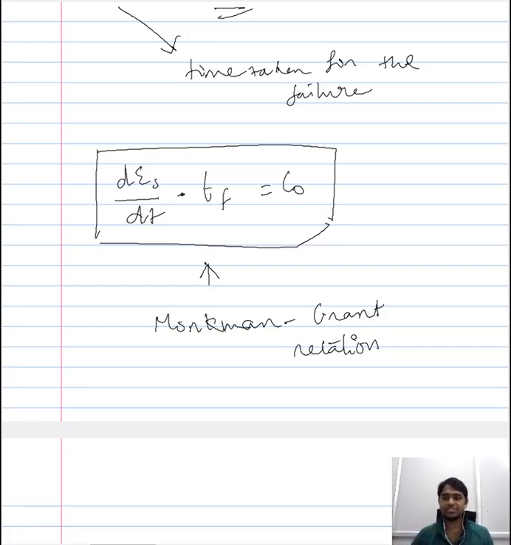And this relation that allows us to calculate the time taken for the failure of the material during the creep test from the proportionality constant and the minimal creep rate is referred to as the Monkman-Grant relation.